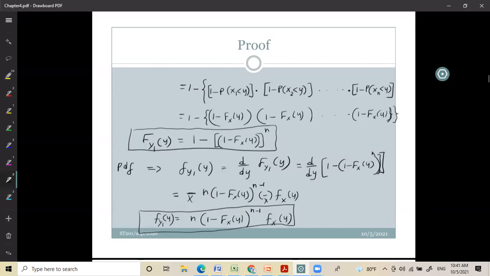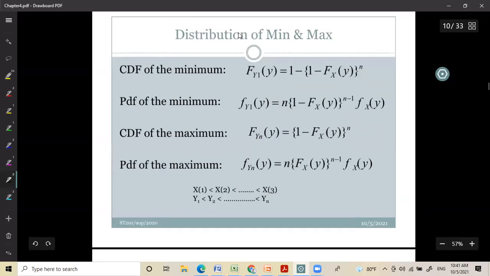The other thing is the Xi's are independent, but the Yi's are not independent. Here's the summary of the CDF and the PDF of the minimum and the maximum. This is the summary. This is what you have to remember.